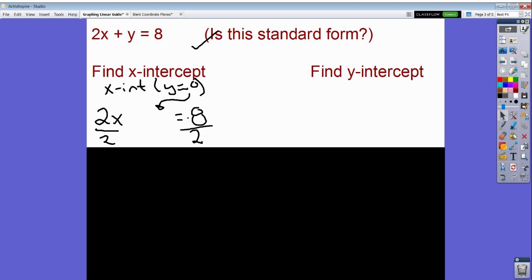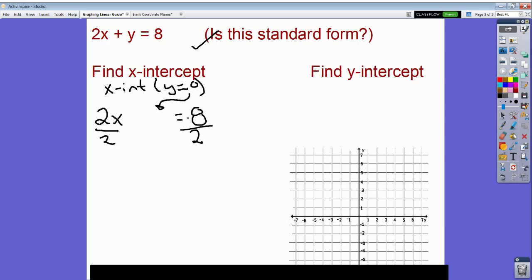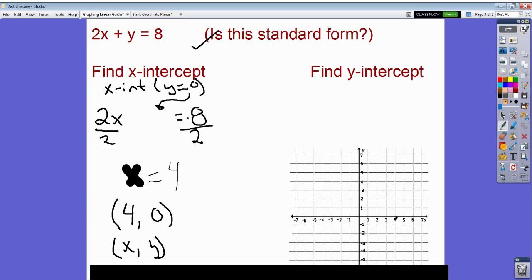Let me pull this down just a tad bit. And so you can see that we have x is equal to 4. So we have 4 for my x, and we're going to have 0 for the y, because we always write an ordered pair as x comma y. So that's one point. I'm going to go ahead and plot that. So I'm going to go over to 4 comma 0. So we have that point there.